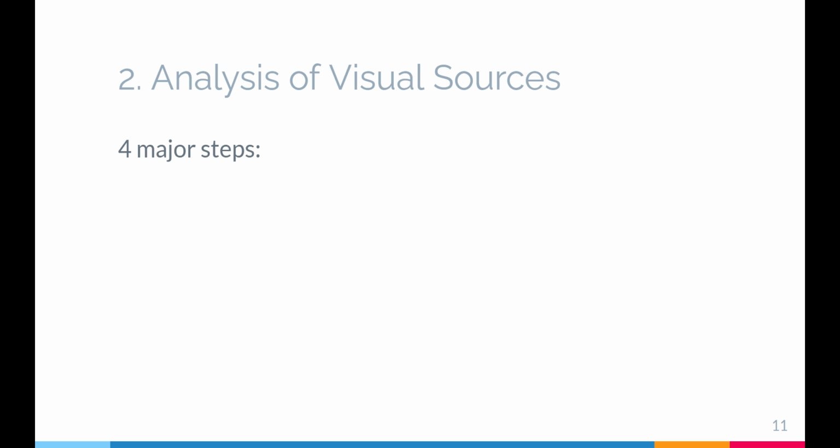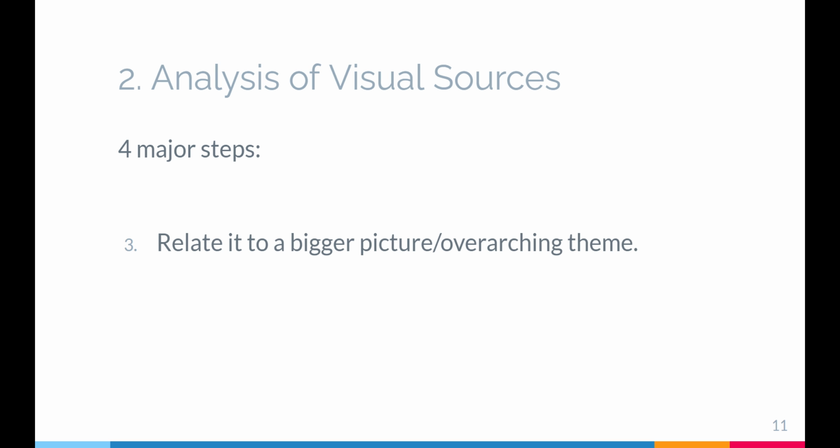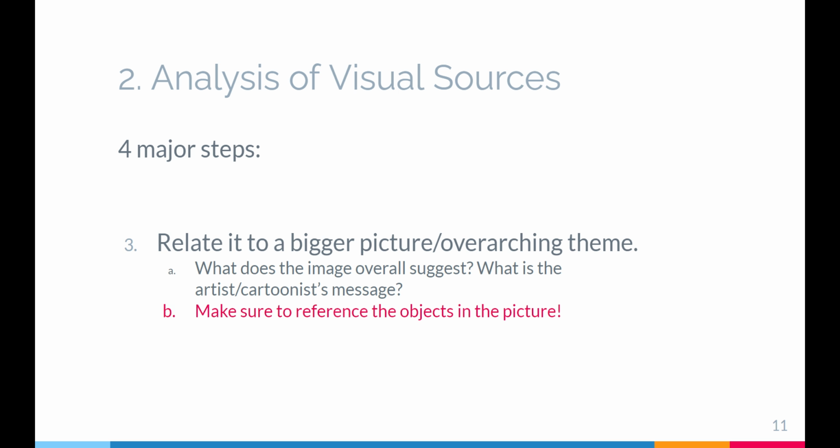Given that, though, let's move on to steps 3 and 4. So step 3, of course, is relating it to a bigger picture or an overarching theme. So now you've made some connections, bring it home, tie it all into one huge, most significant theme for you. And so this, of course, begs a few questions. So first of all, what is the author trying to communicate? What does the image actually suggest? And what is the author's message?